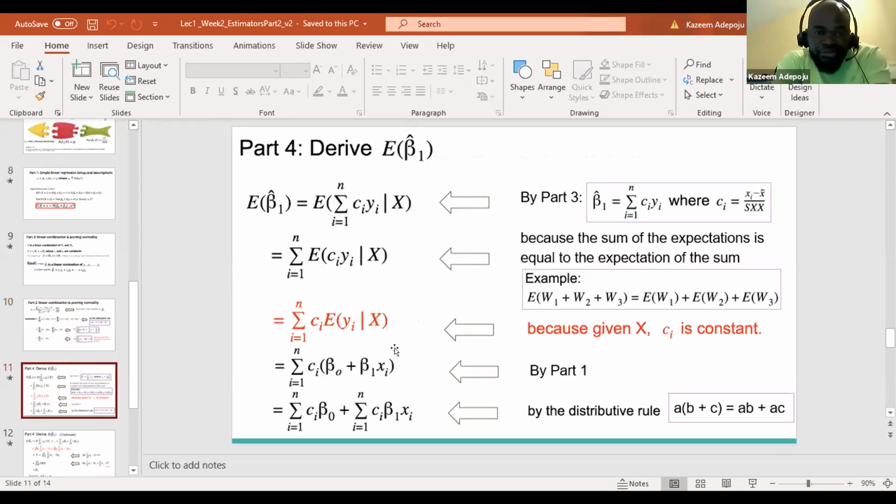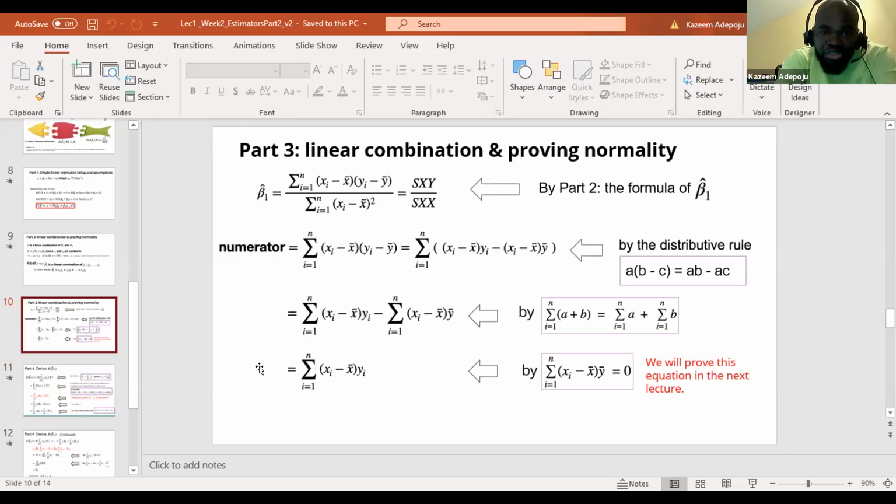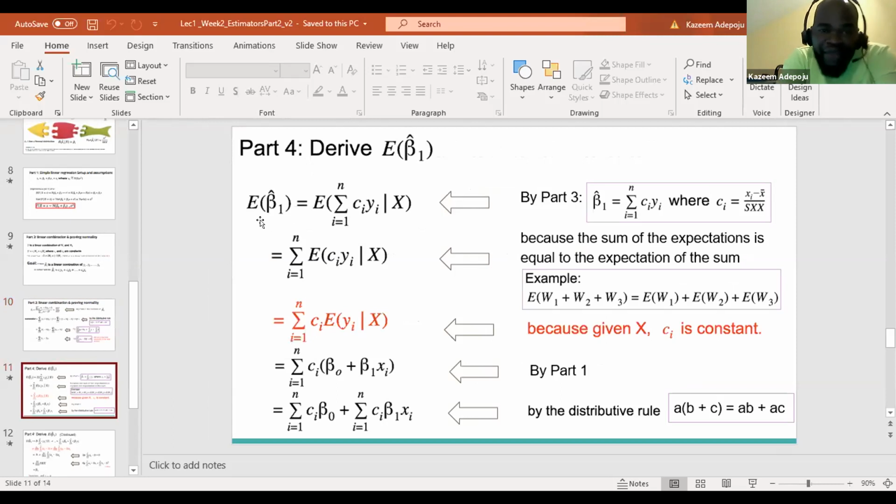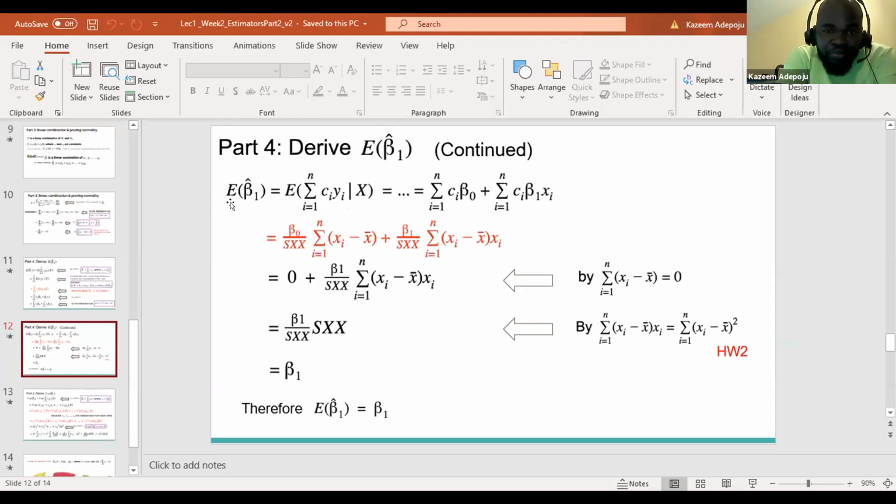Now, before I move forward, you can see that I've been able to express this. I'm still talking about the numerator here as this. You can see that right now. The next thing that I want to talk about is how I can find the mean of beta 1. What are we targeting? What are we trying to show? We want to prove that the expected value of beta 1 cap is going to be beta 1. This is what we want to prove.